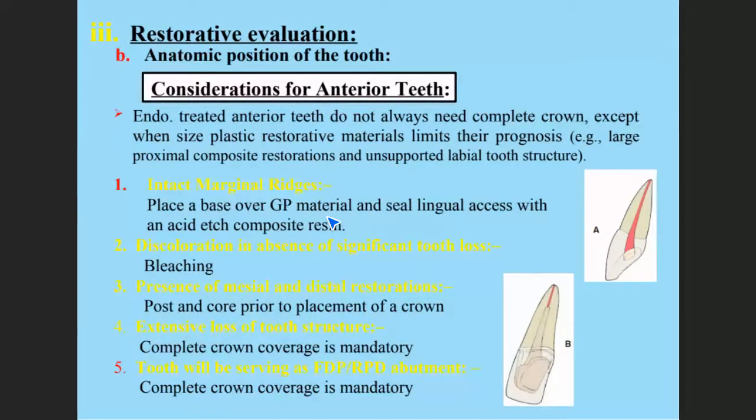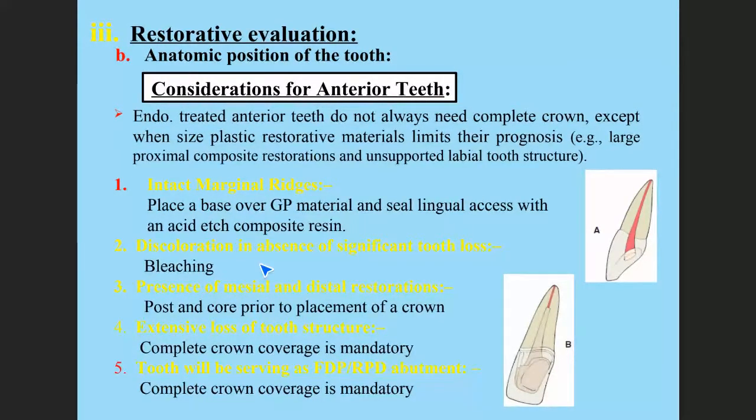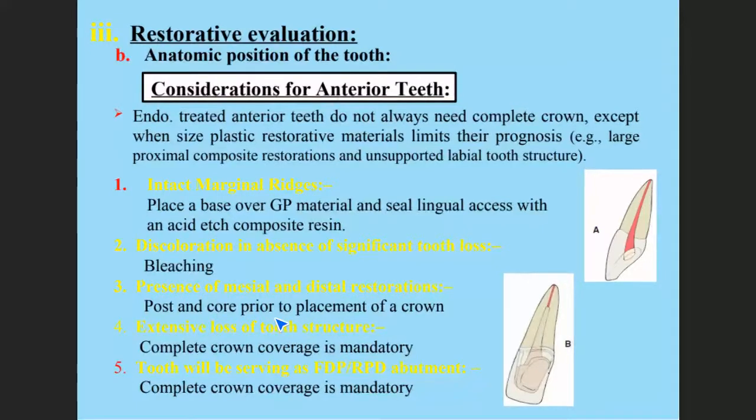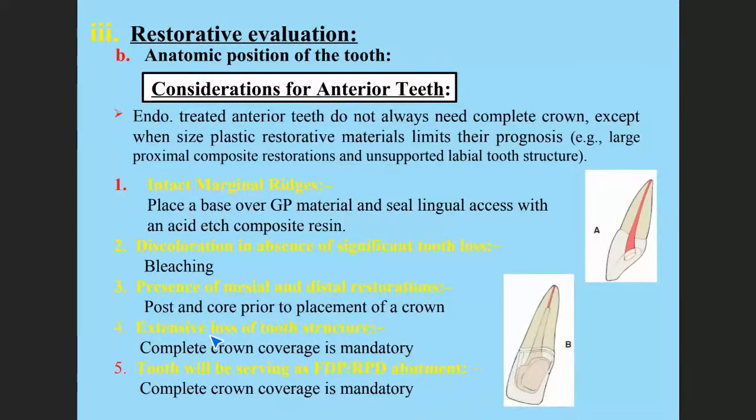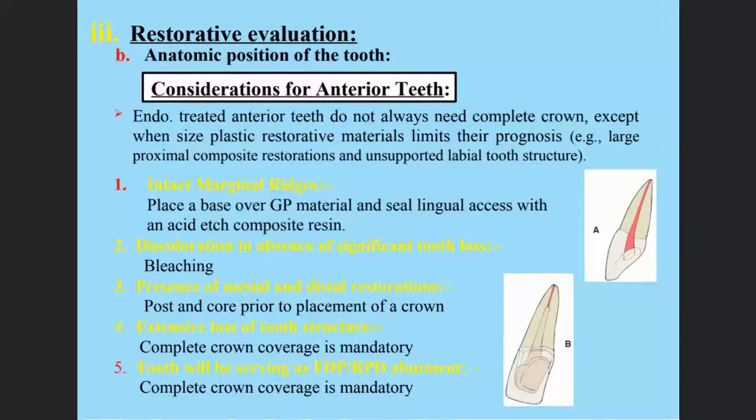No need for a post because we have enough coronal tooth structure to retain the restoration. In case of discoloration in the absence of significant tooth loss, you just do bleaching. In the presence of mesial and distal restorations, you can use a post and core before the placement of the crown. In case of extensive loss of tooth structure, or if the tooth will be used as a fixed or removable abutment, complete crown coverage is mandatory.